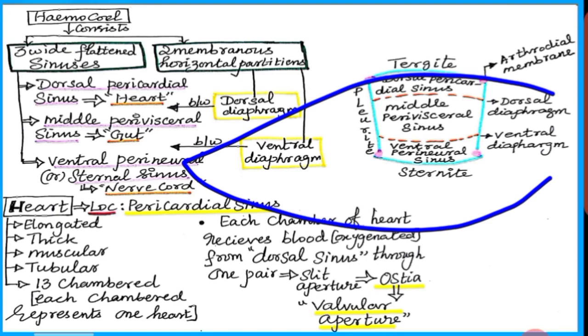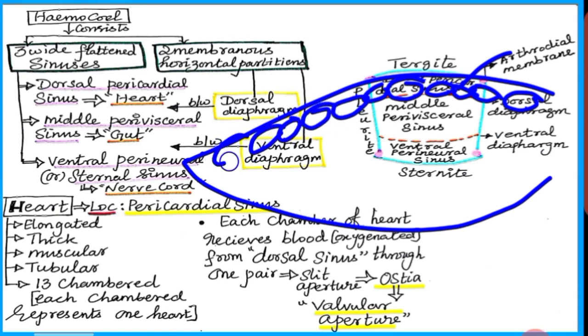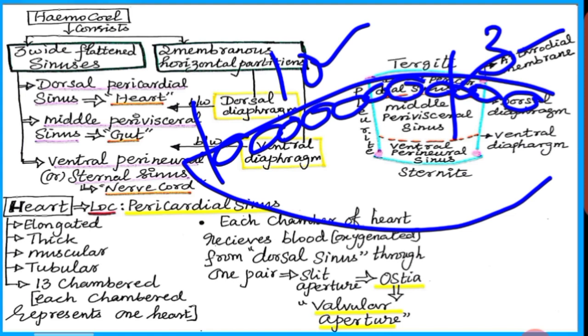The dorsal surface contains the dorsal pericardial sinus. The dorsal pericardial sinus has a 13 chambered heart: 3 in the thoracic region and 10 in the abdominal region. Totally a 13 chambered heart. Each chamber represents 1 heart.